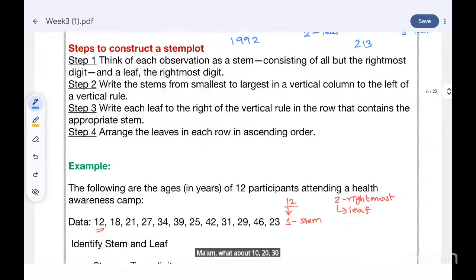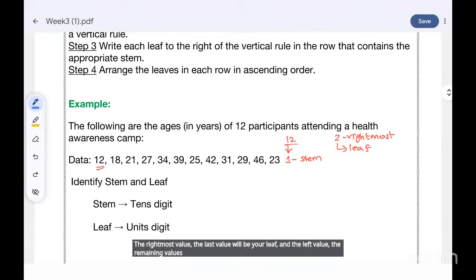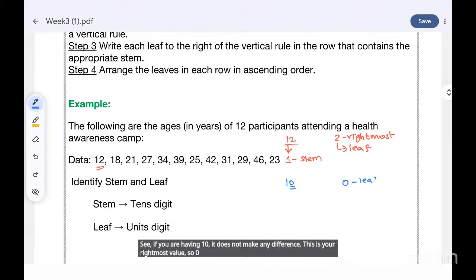That is what we saw here, right? The rightmost value, the last value, will be your leaf, and the remaining values on the left are going to be your stem. Ma'am, if it was a single digit, then stem will be 0, right? See, if you are having 10, it does not make any difference. This is your rightmost value. So 0 is going to be your leaf, and 1 is going to be your stem.